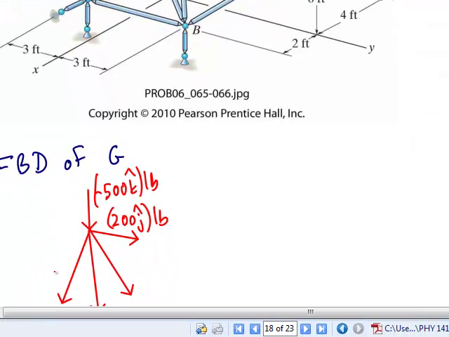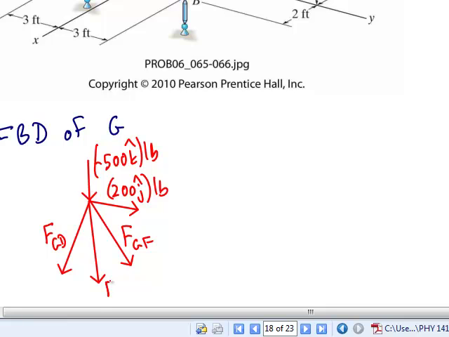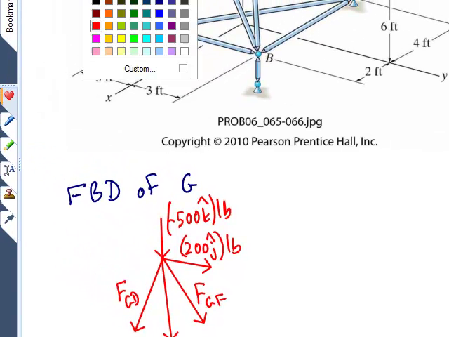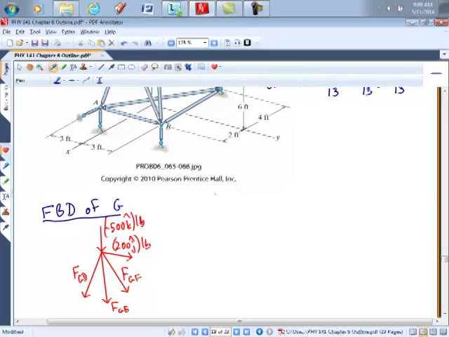So that's F_GD, F_GF, and the last one is F_GE. All right, so I've got three unknowns. I should be able to solve my equations of equilibrium.